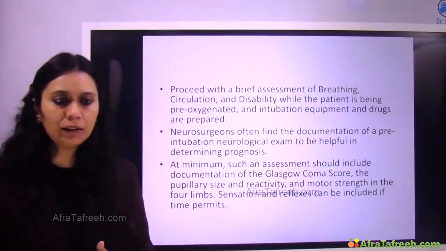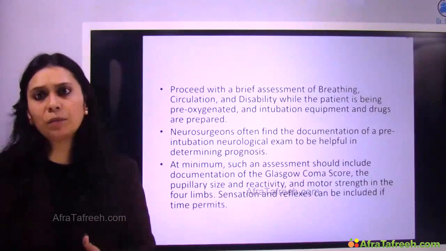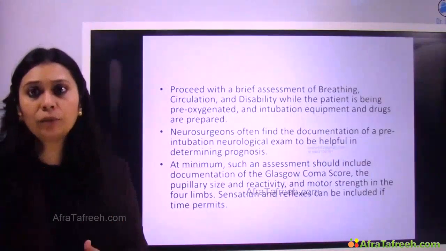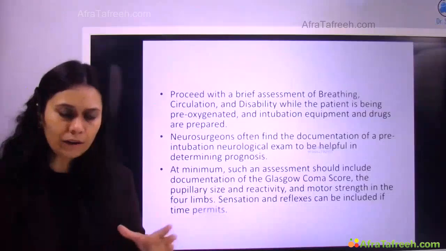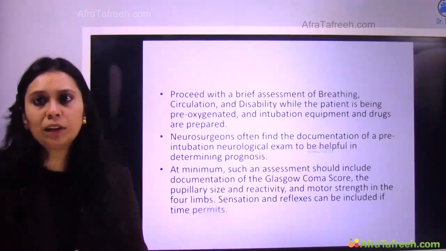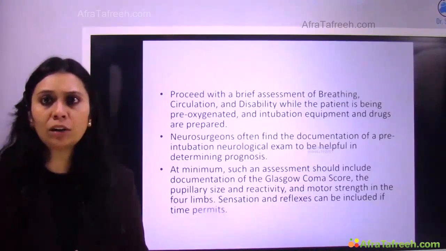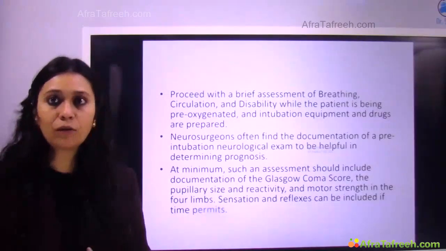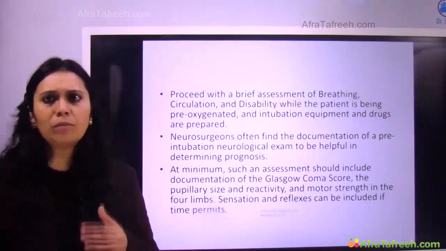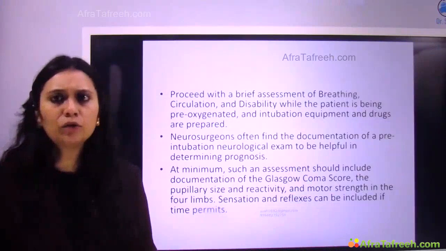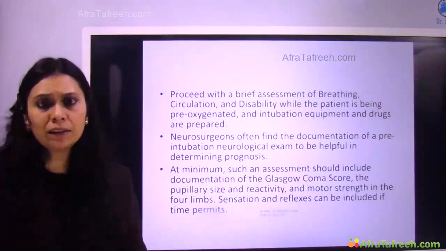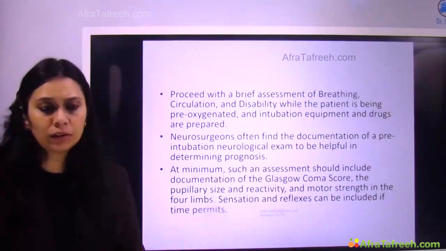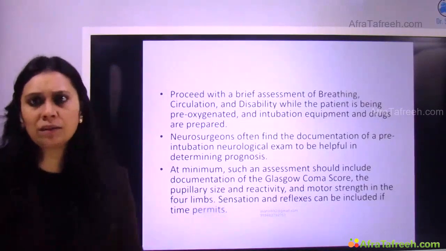are being prepared, right? Many times, if time permits, before giving the drugs for intubation, we document an initial neurological examination. If we have done a neurological examination in the emergency department prior to intubation, it is a great help to the neurosurgeons for planning their course. So a very fast neurological examination is preferred. We will do GCS scoring, see the pupillary size and reactivity, motor strength in all four limbs, and sensation and reflexes if time permits. At minimum, GCS is done.